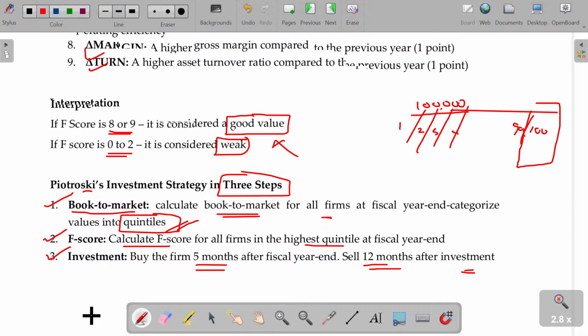100%. Okay. Quintiles. I think quintiles may be 5. I think. Okay. 5 or 4. Okay. Let's see. Quintiles.